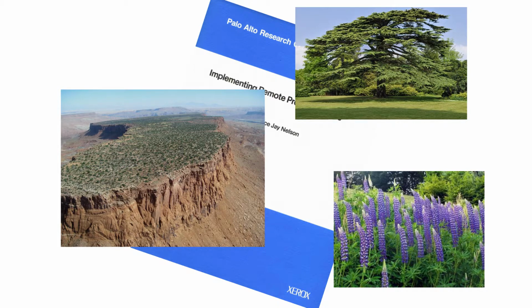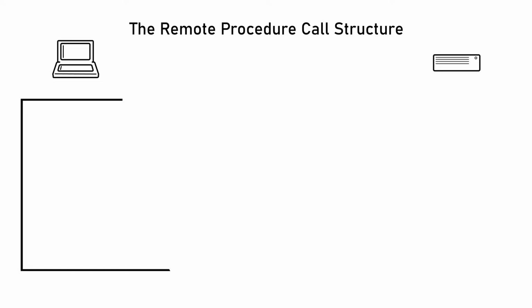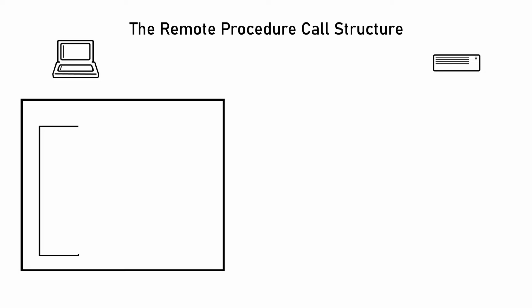A remote procedure call starts with at least two entities, a caller and a callee as described in the paper, or a client and a server, the nomenclature we'll be using during this video. So the client needs some kind of process completed. And in this scenario, let's just assume that it's not ideal or plausible for this process to be completed locally.